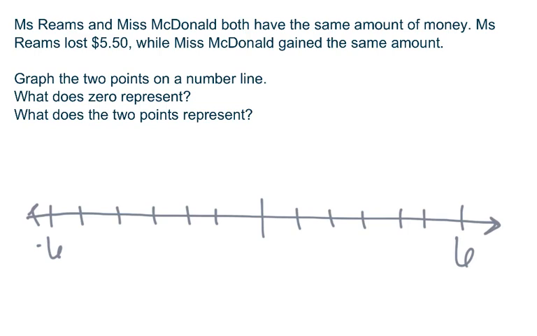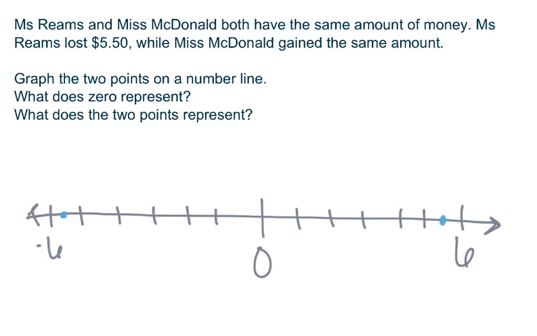So we know that Miss Reams lost $5.50, so that is going to be the left of 0. So it's going to be halfway between 5 and 6. And we know that Miss McDonald gained the same amount, so she gained $5.50. So that is going to be the right of 0 between 5 and 6.